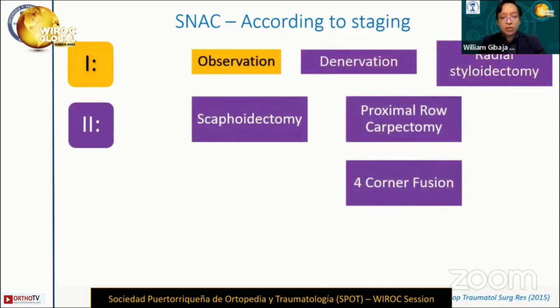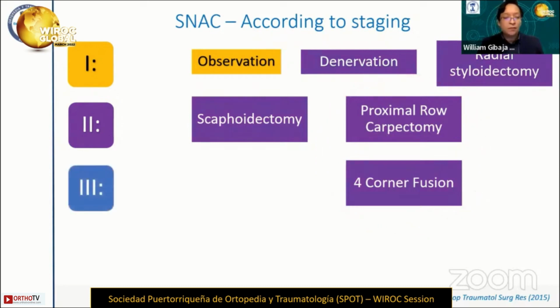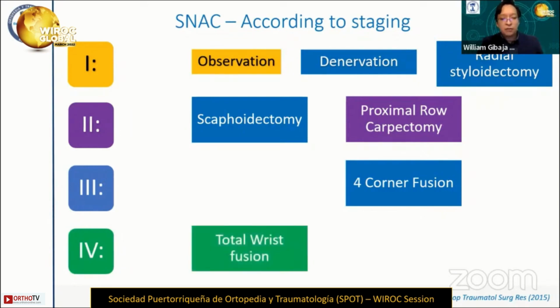But in stage 2, when there are already arthritic changes around the scaphoid, then your options are wider. The most important ones, which we will discuss a bit later, are the proximal row carpectomy and the four-corner fusion. The main indication between them is whether there is compromise of the lunocapitate joint. When there is compromise of the lunocapitate joint, a proximal row carpectomy is no longer an option, and then you may opt for a four-corner fusion. Now, sometimes you mention a stage 4 or a panarthritis. In that case, total wrist fusion will be the option when there is compromise of the proximal row and the radiocarpal joint.